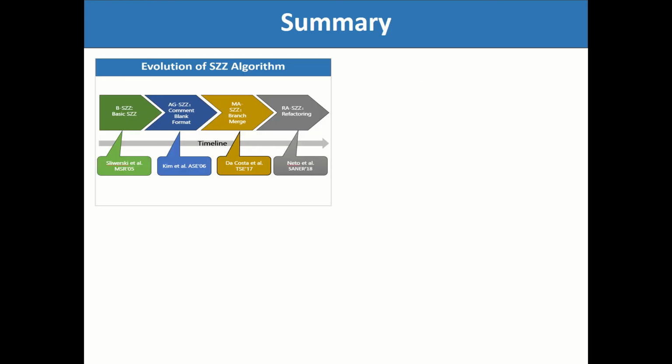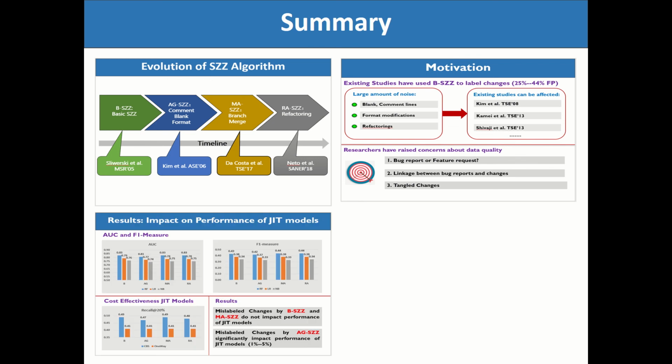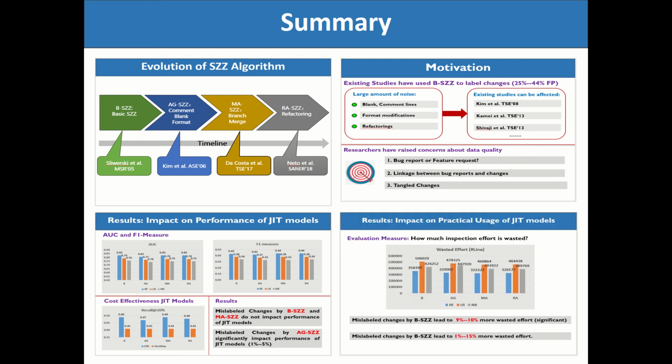In summary, in our study, we analyzed the four SZZ variants: BSZ, AGSZ, MASZ, and RASZ. Since the existing studies have used the original SZZ variant, we investigate whether the mislabeled changes by SZZ impact JiT models. We found that mislabeled changes by BSZ and MASZ do not lead to significant performance reduction, while mislabeled changes by AGSZ lead to significant performance reduction. Moreover, we found that mislabeled changes by BSZ lead to significantly more wasted inspection effort. Our experimental results indicate that future studies should use the most state-of-the-art SZZ variant, that is RASZ.